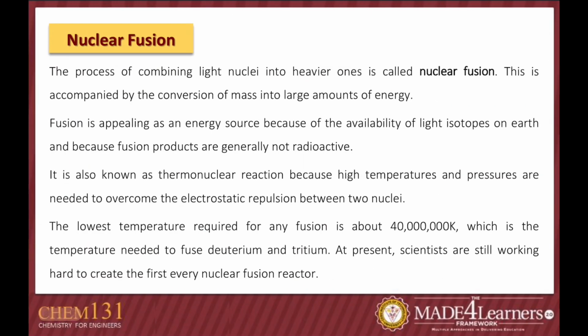And then we have nuclear fusion. The process is the opposite of fission: if fission is splitting, fusion is combining. The process of combining light nuclei into heavier ones is called nuclear fusion. If you remember that graph, the elements that undergo fusion are the lighter ones, lighter than the iron group. This is accompanied by the conversion of mass into large amounts of energy.